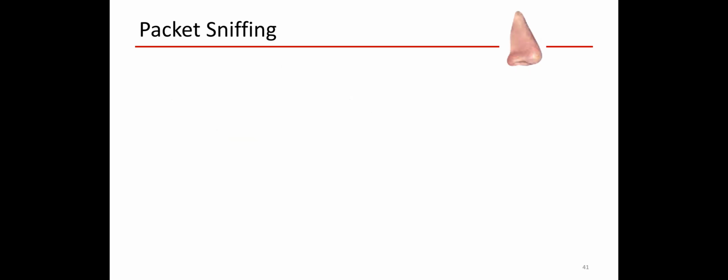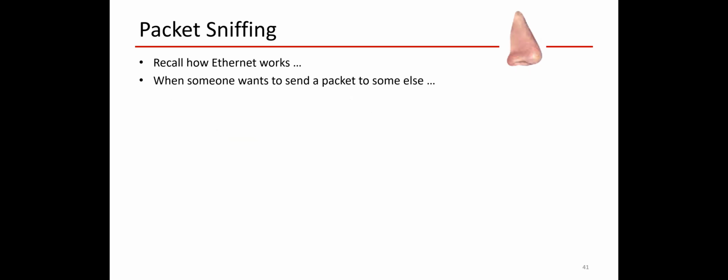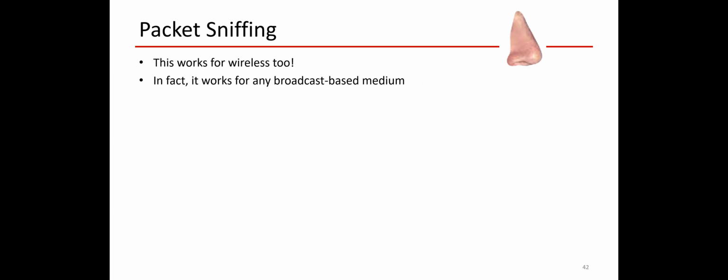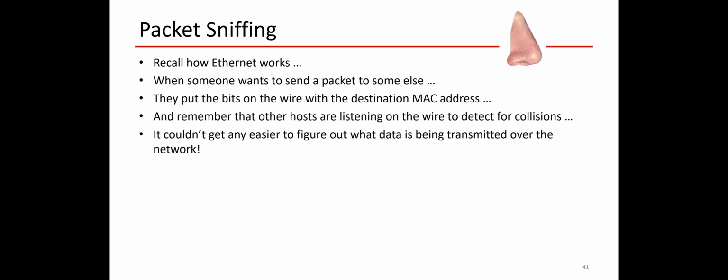And the next attack mechanism is packet sniffing. So recall how Ethernet works. Let's say someone just wants to send a packet to someone else, and they put the bits on the wire with the destination MAC address, and remember the other hosts are listening to the wire. It couldn't get any easier to figure out what data is being transmitted over the network. Meaning, your SDR has the ability to do packet sniffing.